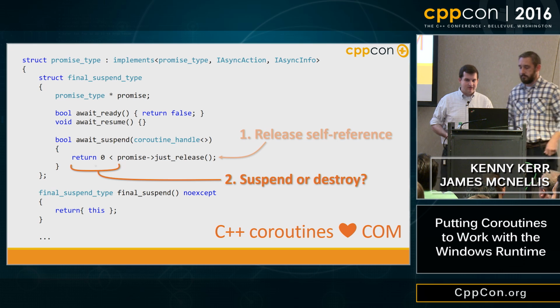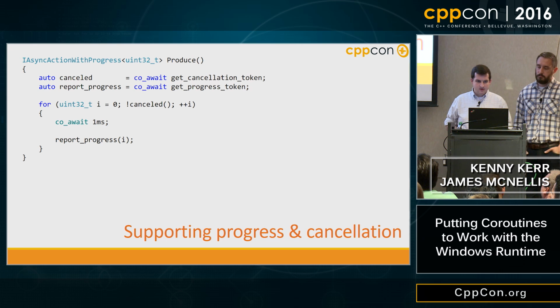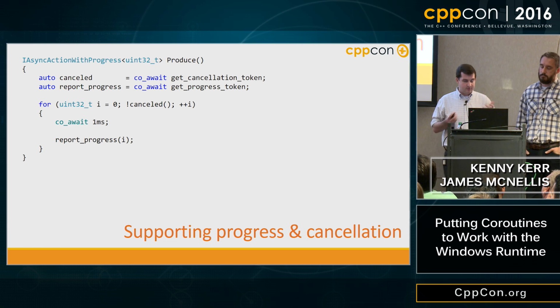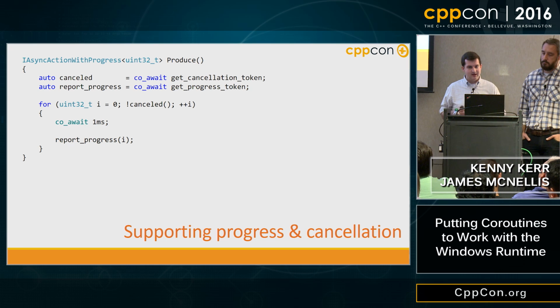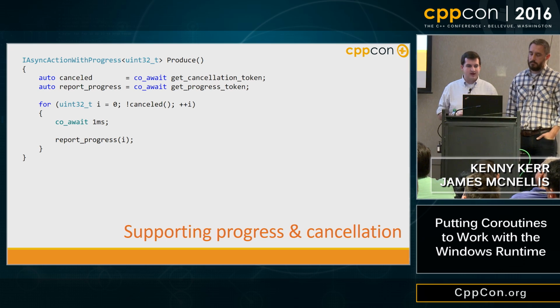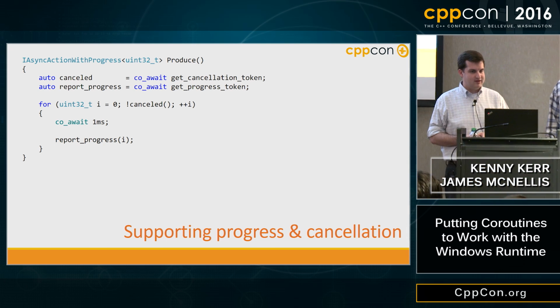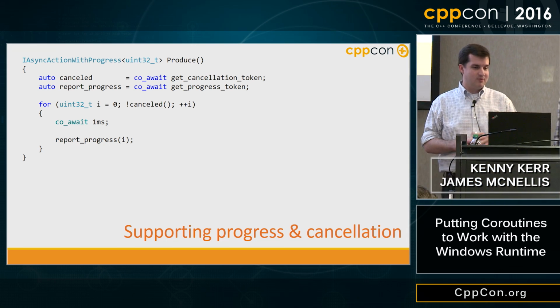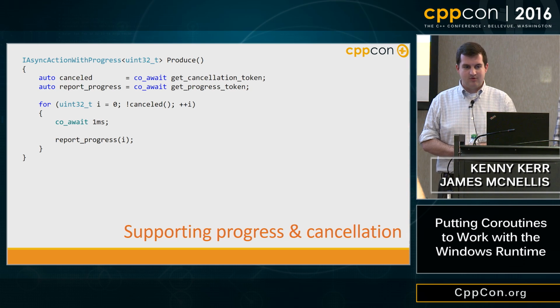Excellent. So let's look at how we implement the progress and cancellation. Here's a coroutine that uses both the progress and the cancellation tokens. First we get the cancellation predicate and the report progress function. Then we enter a loop, and while we're not canceled, we stop running for 1 second. I was going to say we sleep for 1 second, but we won't do that, and we'll see why in a bit. And then we report our progress.